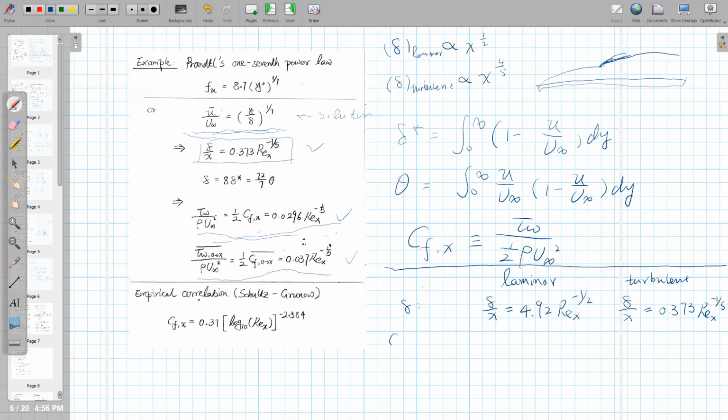You can also compare with CFX, right? And CFX for the turbulent flow, what we have here is that you multiply this 2 on this side, so you will have CFX equal to, so what will be 295, right?